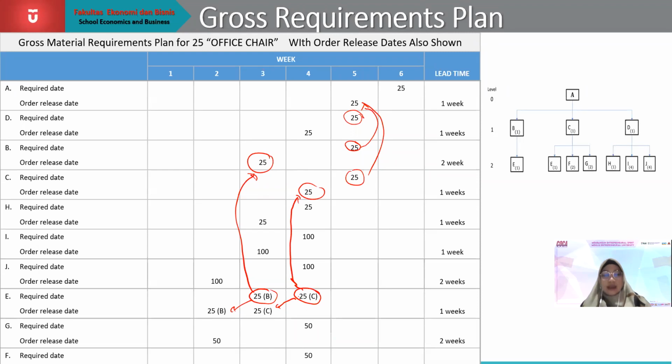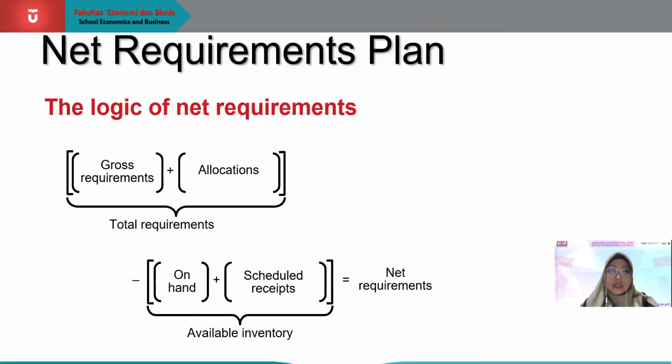No? Okay, because for the gross material requirement, they don't care about the safety stock, they don't care about the order received, they don't care about the schedule received, sorry, they don't care about the project on hand. After this, we're going to calculate the net material requirement, where we start to consider the gross requirement, allocations, on hand, and schedule receive. So this is the formula to calculate net requirement.